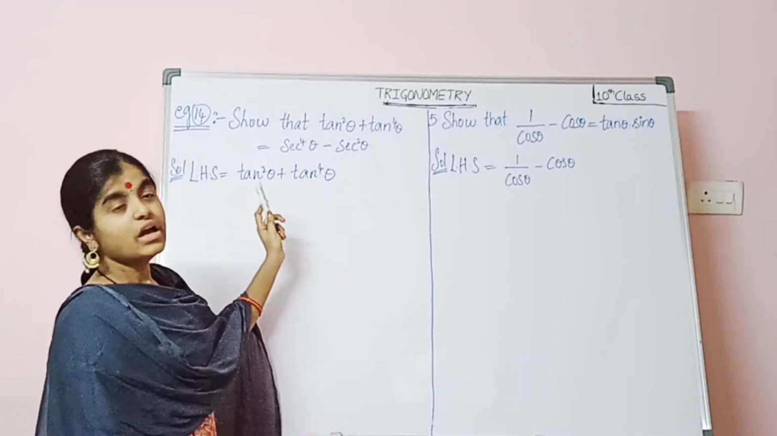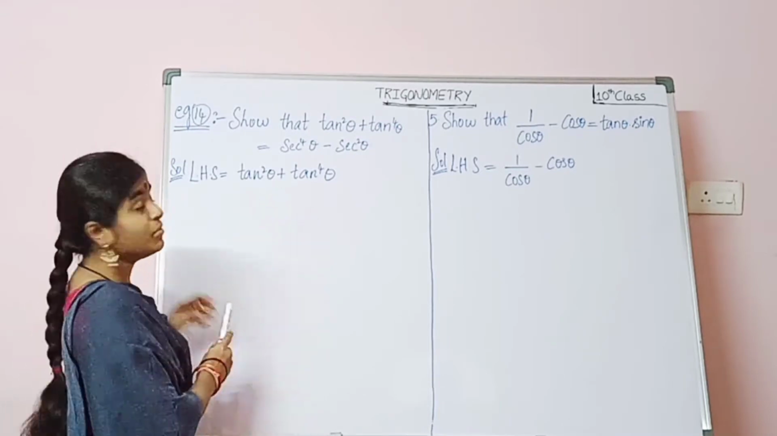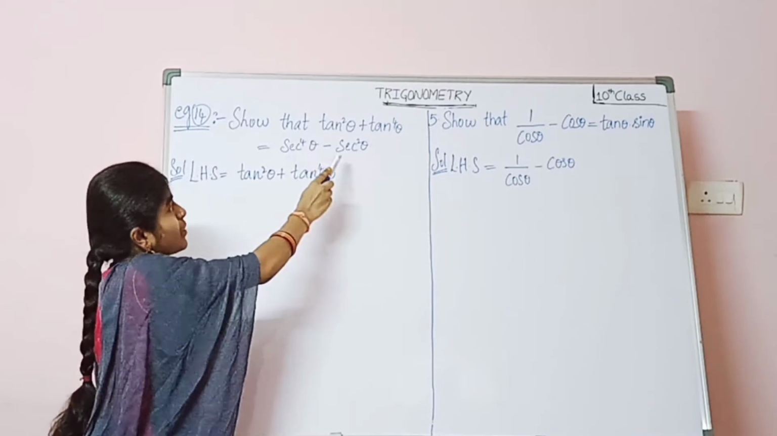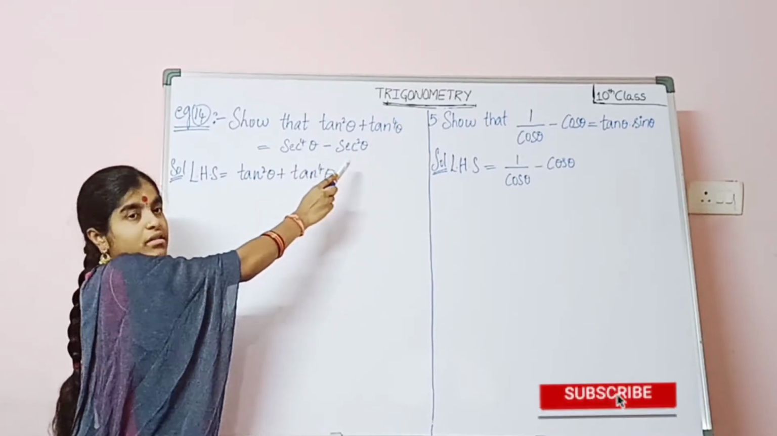In this session, I am going to complete the remaining sums of exercise 11.4. Now, let us discuss the first example for today. Show that tan square theta plus tan power 4 theta equals secant power 4 theta minus secant square theta.